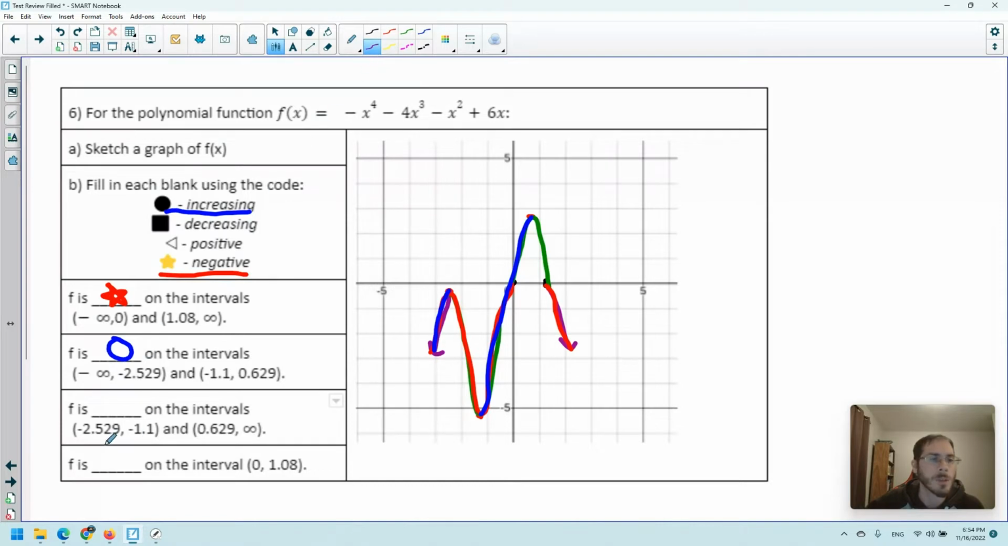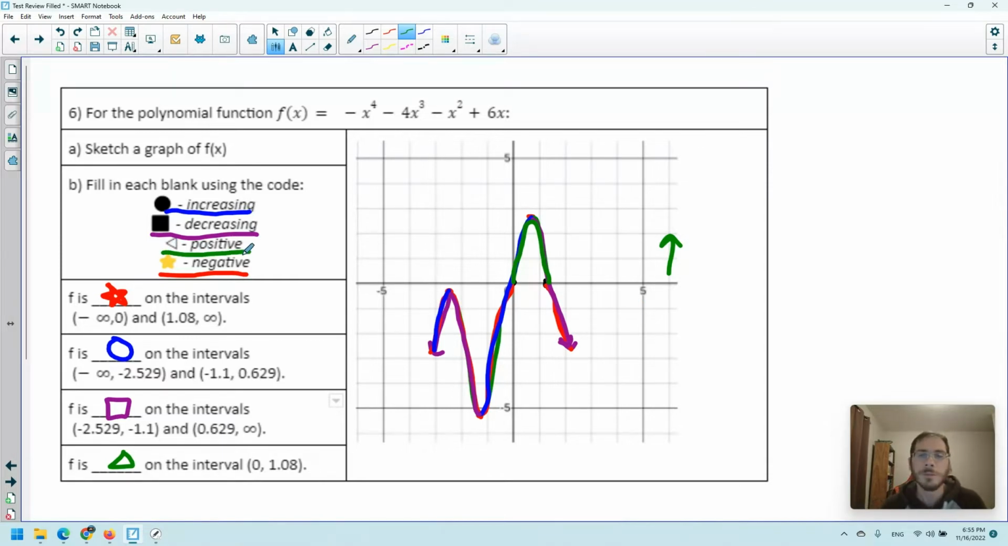Next part we want to go negative 2.529 to negative 1.1. So that's this. And then 0.629 to infinity. So that's actually the complement. That's everything that's not increasing, which would mean we're going to be decreasing down and to the right. So that one gets the square. Process of elimination, the last one's got to be the triangle. 0 to 1.08. And yeah, so just that part up there is the part that's above the x-axis. So that's going to be where we're positive. So that's what we got.